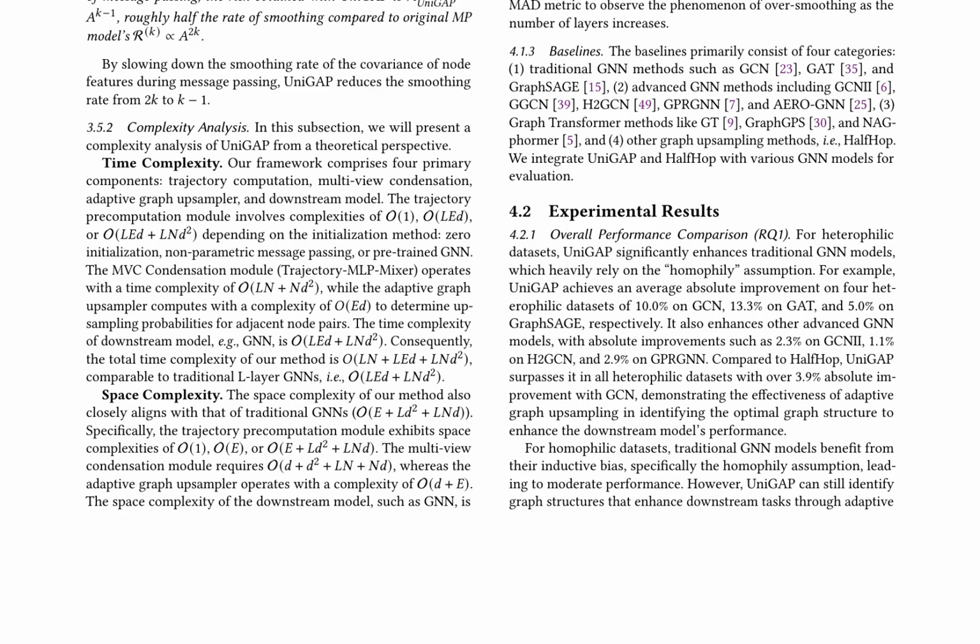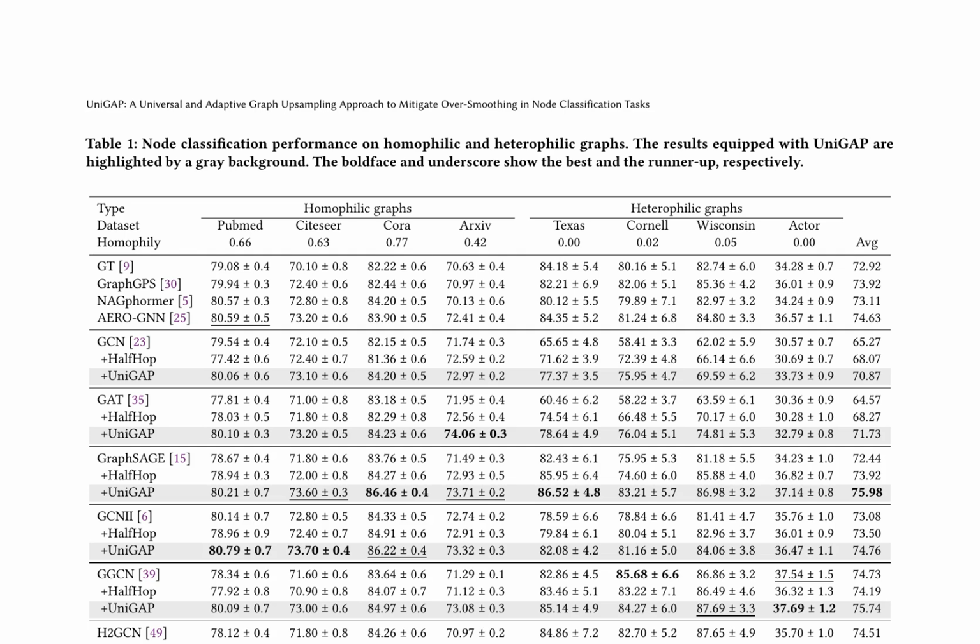GCN. On homophilic datasets, traditional GNN models benefit from their inductive bias, but UniGAP can still identify graph structures that enhance downstream tasks through adaptive graph upsampling. Node classification performance on homophilic and heterophilic graphs is presented in Table 1, showcasing the results of various graph neural networks with and without UniGAP.